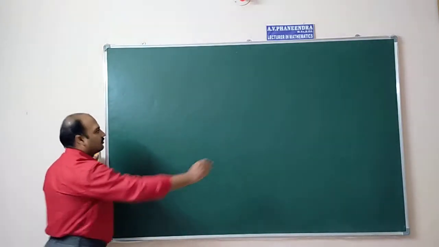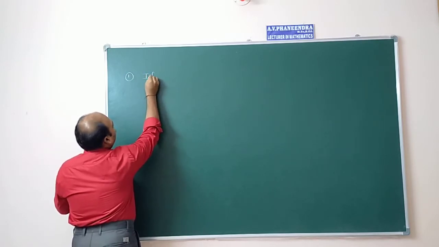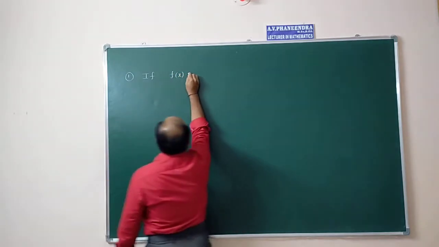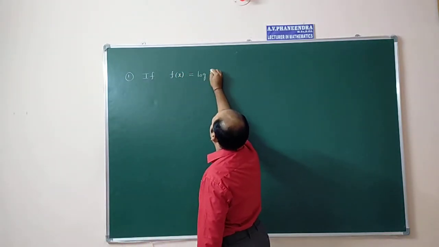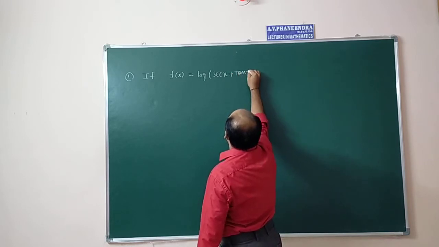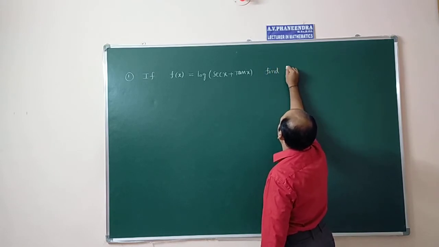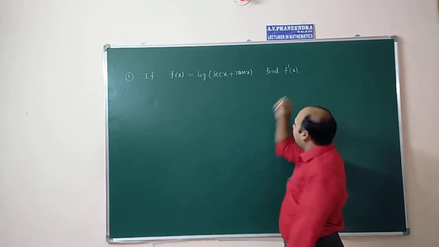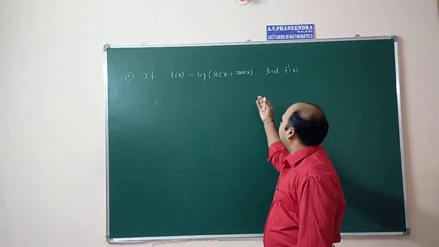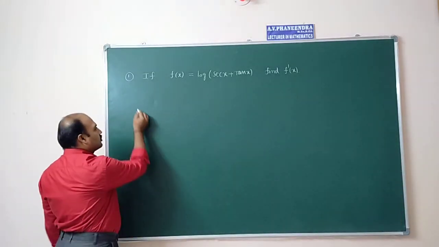The first question: if f of x equal to log of secant x plus tan x, find f dash of x. Like this they will ask the question. If f of x equal to log of secant x plus tan x, find f dash of x. We come to the answer.